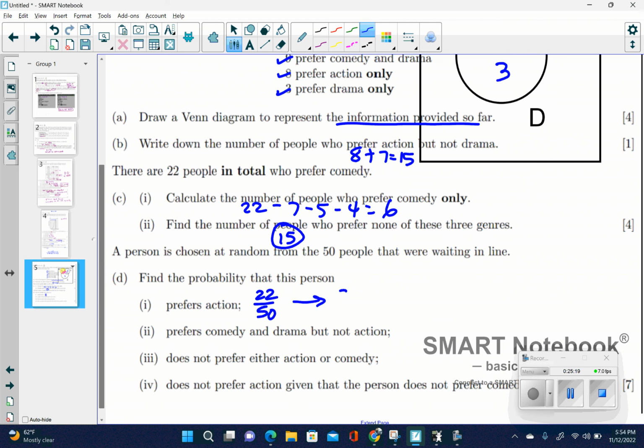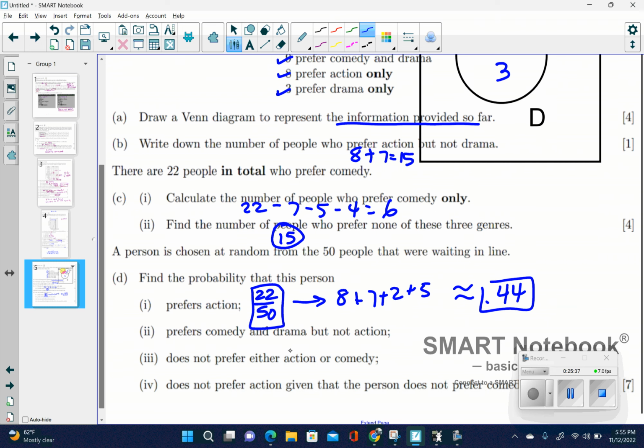And again, that's because 8 plus 7 plus 2 plus 5 gives us 22 out of the 50. You can have that answer as about 0.44. Either answer works, 22 over 50 or 0.44.